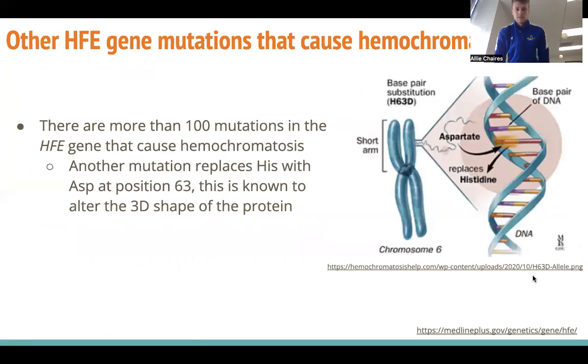Other HFE gene mutations that cause hemochromatosis. There are more than 100 mutations in the HFE gene that cause hemochromatosis. And another mutation replaces histidine with aspartic acid at position 63. And this is known to alter the 3D shape of the protein.